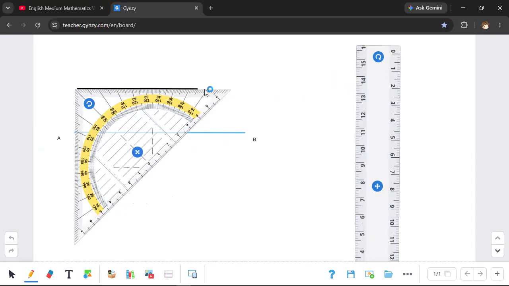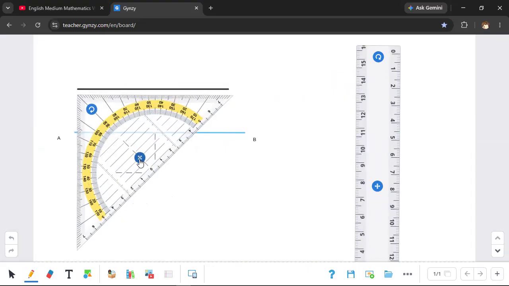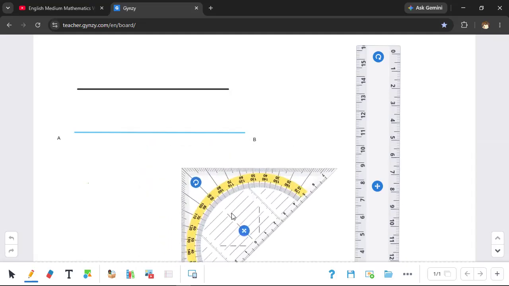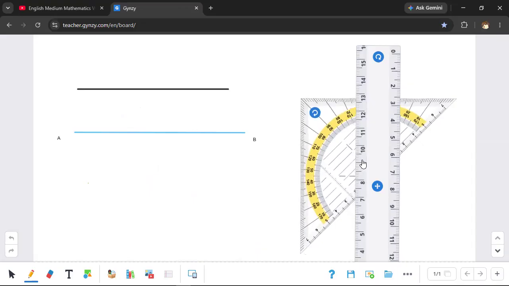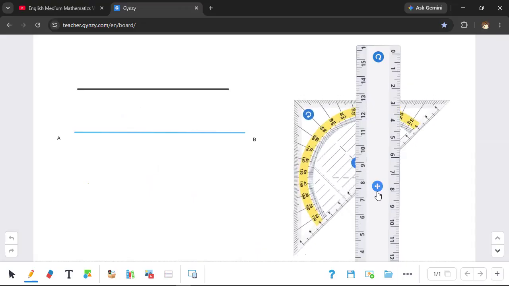Right. So now this is what you are going to exactly draw. This is how you are going to draw a parallel line. This is how you are going to draw exactly a parallel line. Okay. And you can do the same thing to the bottom.